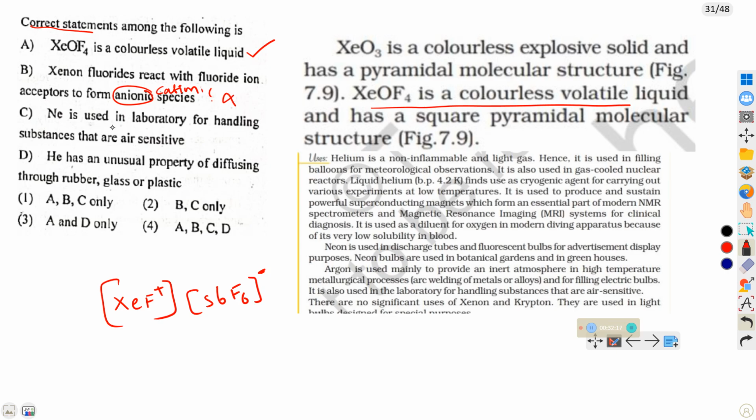Neon is used in laboratory for handling substances that are air sensitive. Wrong statement. Not neon, argon is used. Helium has unusual property of diffusing through rubber, glass or plastic. Correct, because of its small size. A and D are correct statements.